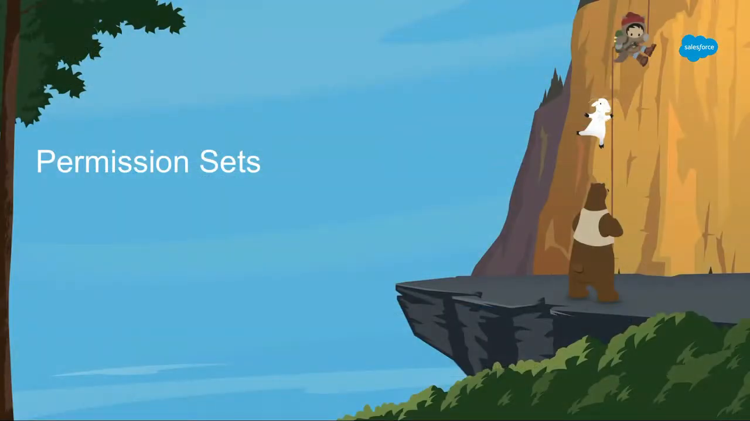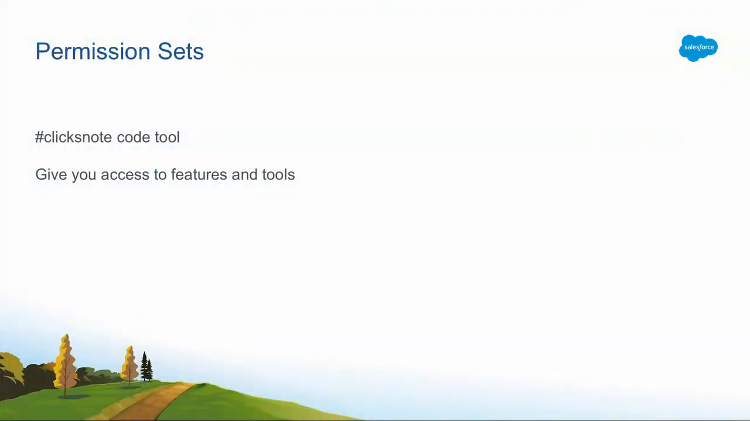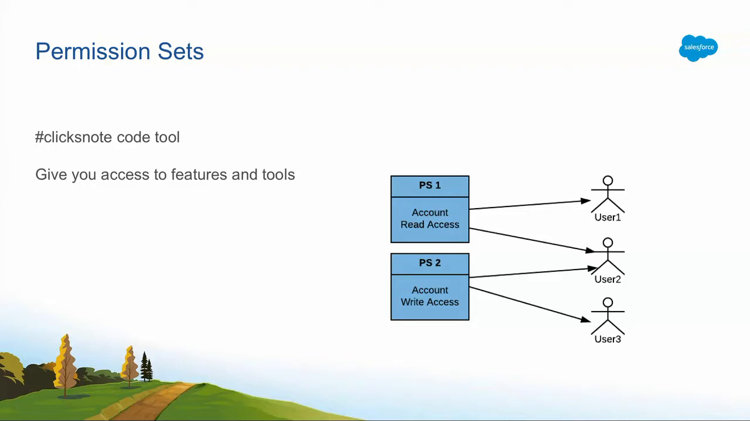Cool. Okay, let's continue with permission sets. That is another tool that helps you to create a secure enough login process. In general, a permission set is a click-no code tool that gives you rights in order to be able to access different features and tools. So for example, we can create a permission set that gives you read access to an account and assign it to user 1 and 2. Then create another permission set with write access to account and assign it to user 2 and 3. So that user 1 will be able to only read accounts, user 3 to just write or create accounts, and user 2 will be able to do both actions, read and create.